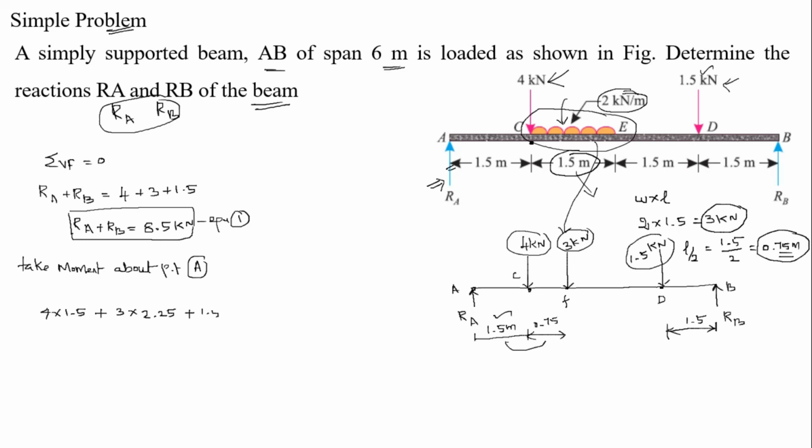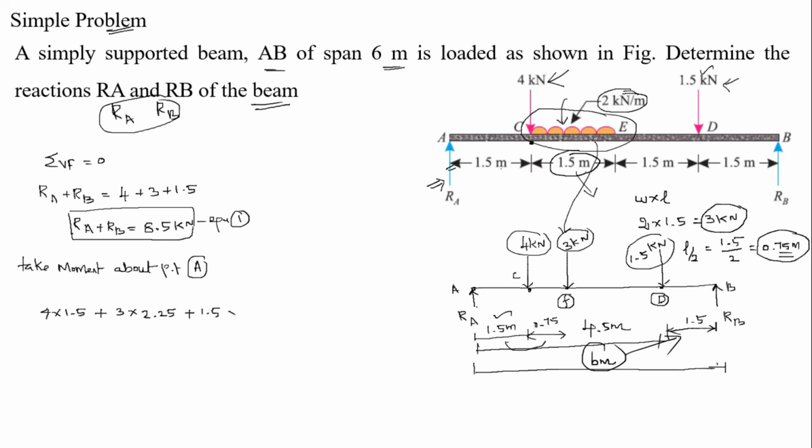So 1.5 into, what is the distance? Total distance is, 1, 2, 3, 4, so 4 into 1.5, which is equal to 6 meter, right. So total distance is equal to 6 meter. Now we want to calculate the distance between A and D. So 6 meter minus 1.5, which is equal to 4.5 from A to D, 4.5 meter.